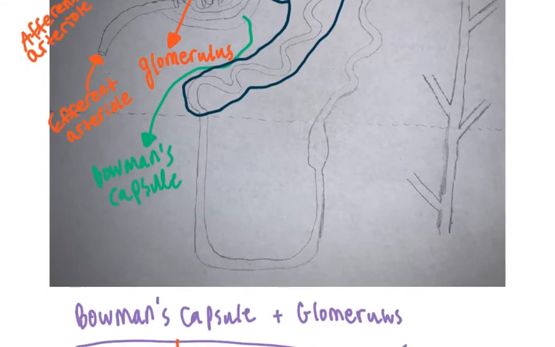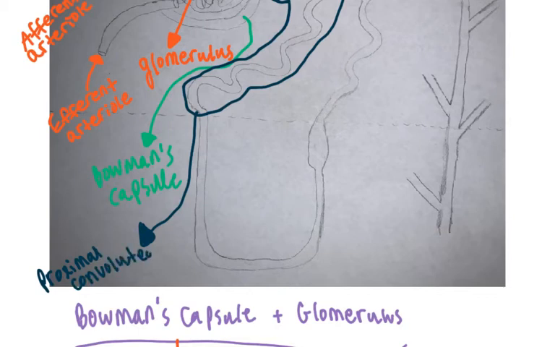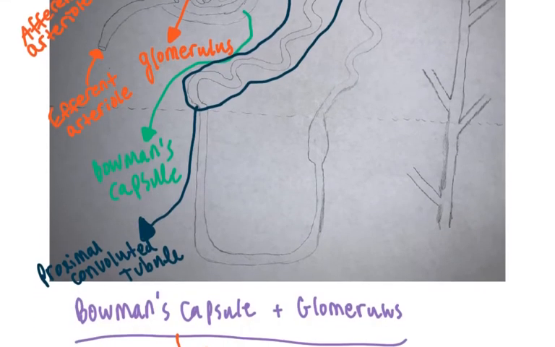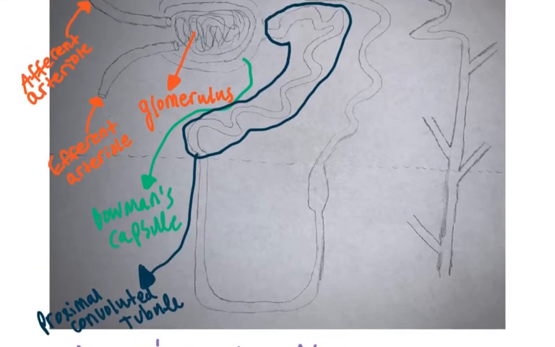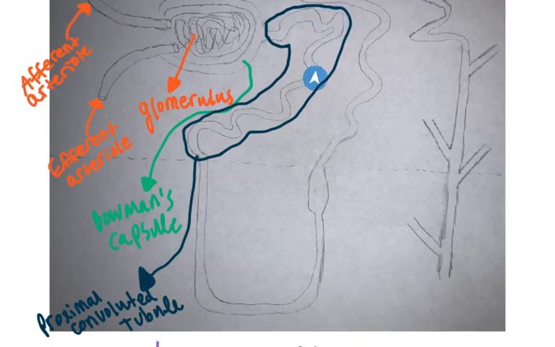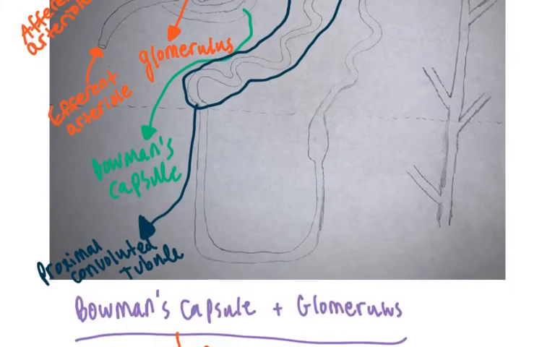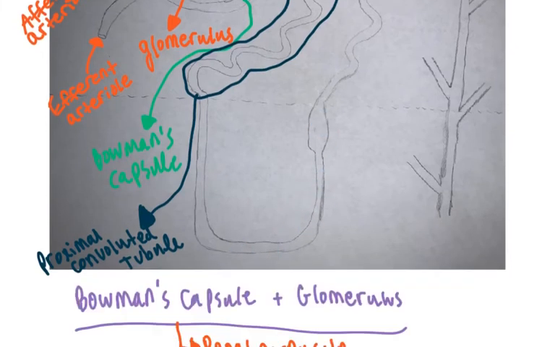This structure is going to be called our, let me write it down over here, our proximal convoluted tubule. So that whole structure can be called our proximal convoluted tubule. So our filtrate, soon to be urine, is traveling down our proximal convoluted tubule, then it's going to reach our next structure. Our next structure is this whole loop.